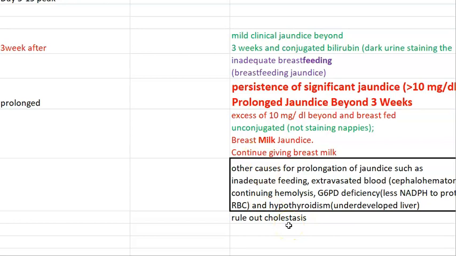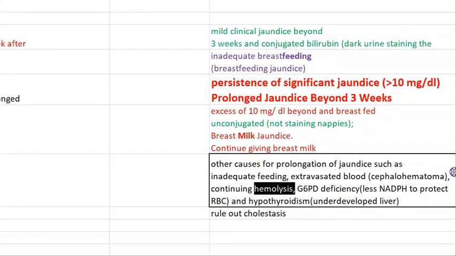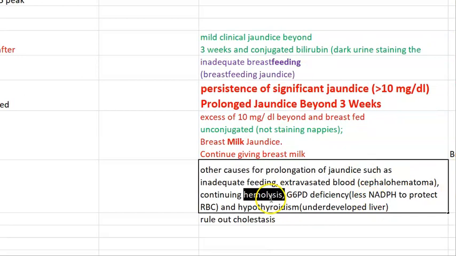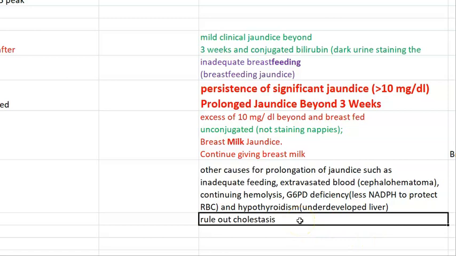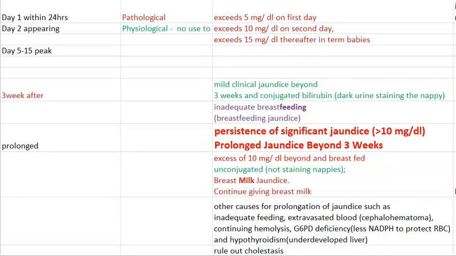Other causes for prolongation of jaundice can be inadequate feeding, like we told you, extravasated blood, cephalohematoma, hemolysis which is continuing to happen in the baby, can be sickle cell anemia, thalassemia, spherocytosis, G6PD deficiency, so many things, right? And it could be hypothyroidism. That's why you should always check for thyroid levels. You should rule out cholestasis. Okay, so this is all about jaundice. This summarizes neonatal jaundice. Okay, bye bye.